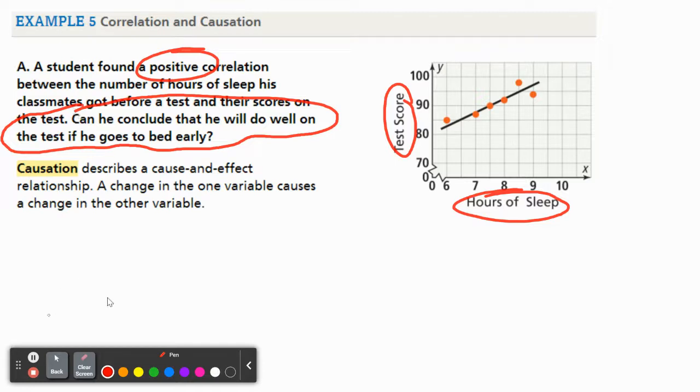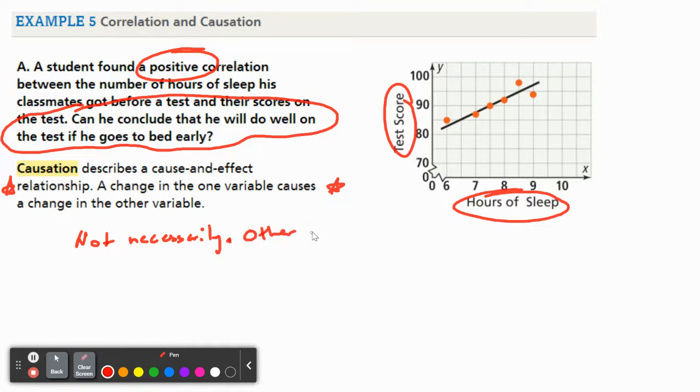So the idea here is that correlation and causation are two different things, right? A causation describes a cause and effect relationship. If this happens, then this will happen. If I get a good sleep, then I will do well on the test. That's not necessarily going to be the case. So we have to be very, very cautious of this word causation. So to answer this question, I'm going to say not necessarily. That's very much a statistics answer, not necessarily.